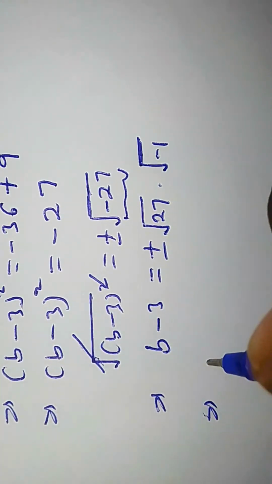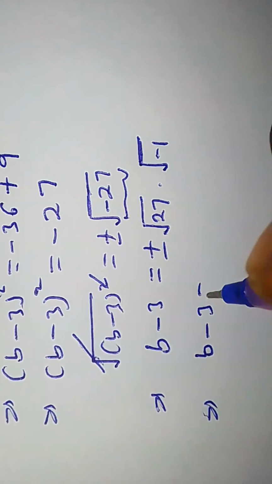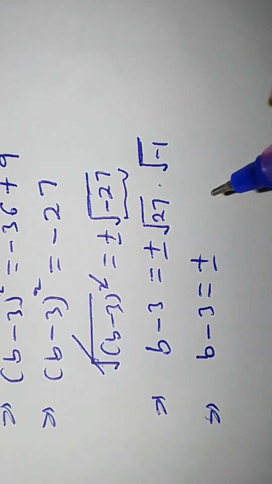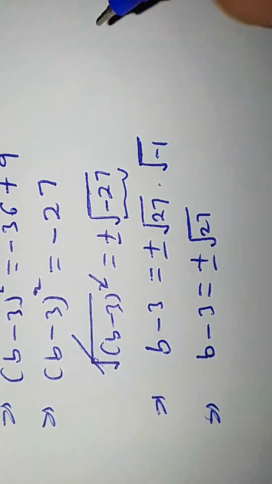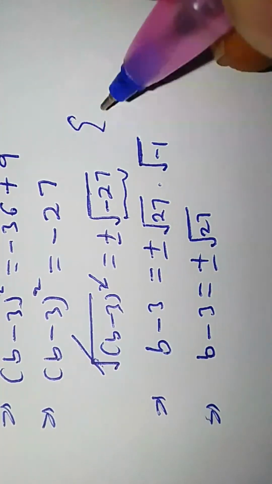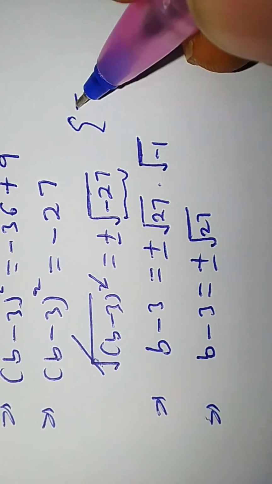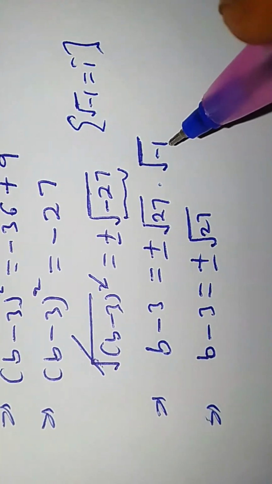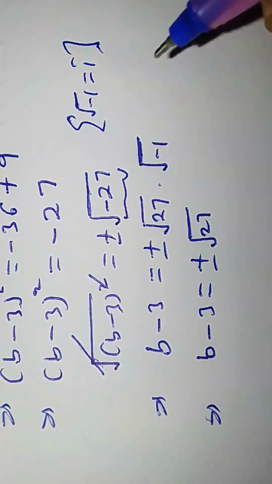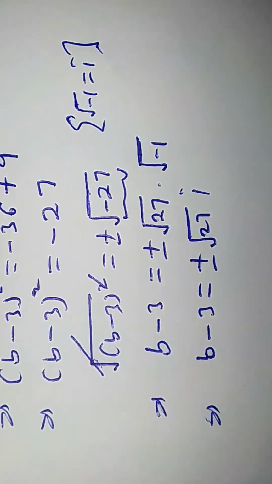This means that b minus 3 is equal to plus or minus square root of 27. Don't forget, from the complex numbers, we know that square root of minus 1 is equal to i. So we are going to replace this square root of minus 1 with i. So we have i here.